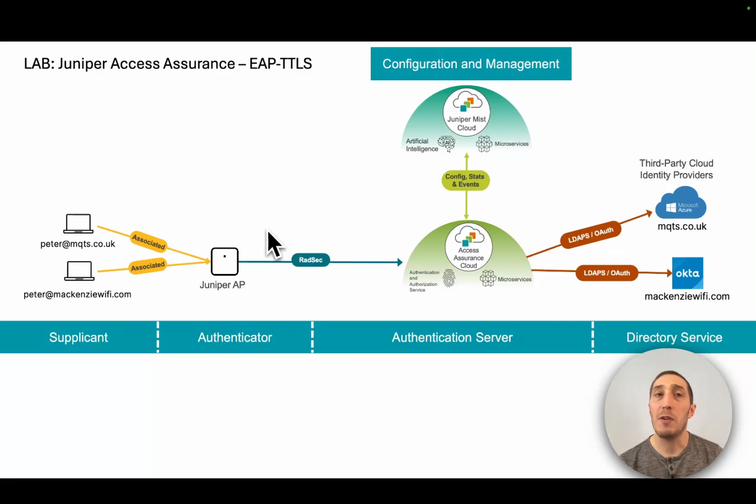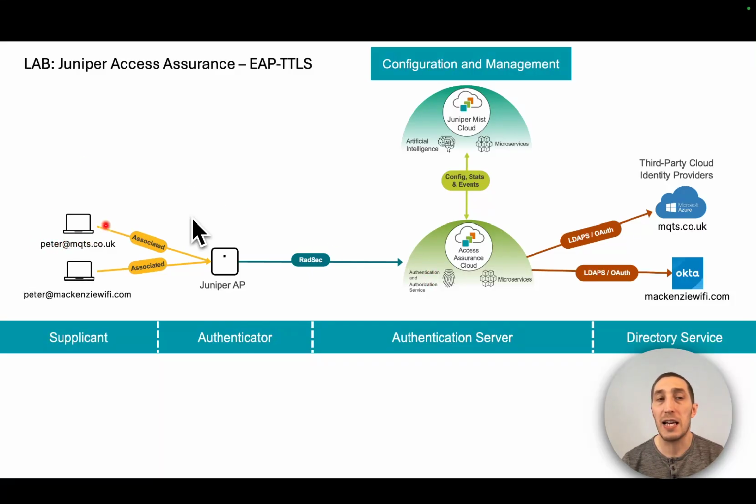In this video, we're going to look at configuring EAP TTLS using the Juniper Mist Access Assurance solution. Now let me talk you through my lab setup for this example. In my lab I have two laptops. These laptops are both configured with different user accounts.